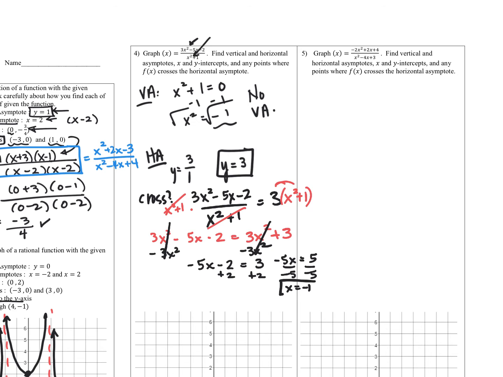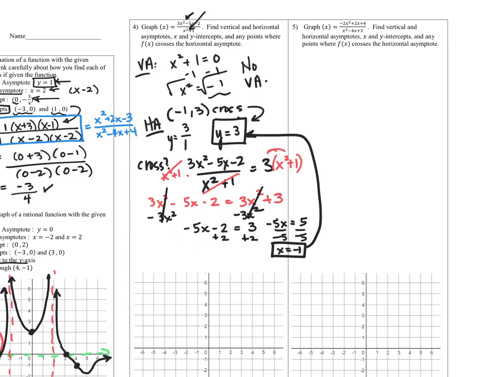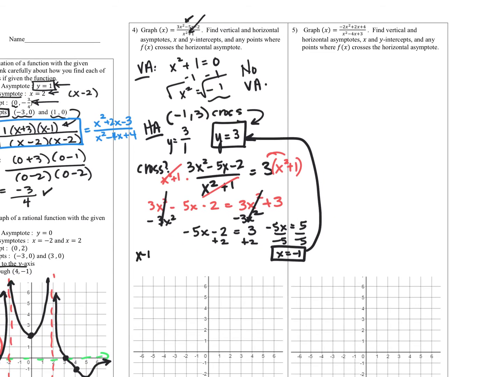So it looks like when x is negative 1, our output would be that 3. So we cross negative 1, 3. We will cross that asymptote. Now we also need to find our x-intercept and our y-intercept. So to find the x-intercept, we set the numerator equal to 0, which will be 3x squared minus 5x minus 2. And that's because if a fraction has 0 in the numerator, it makes the whole fraction equal 0, which would mean our output is 0.